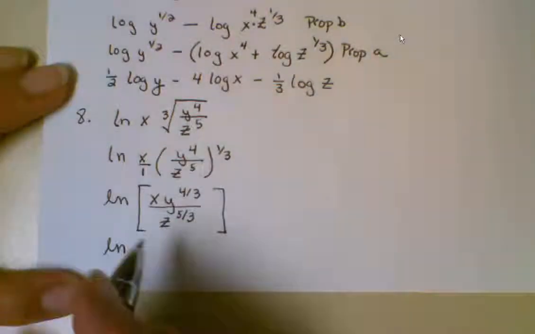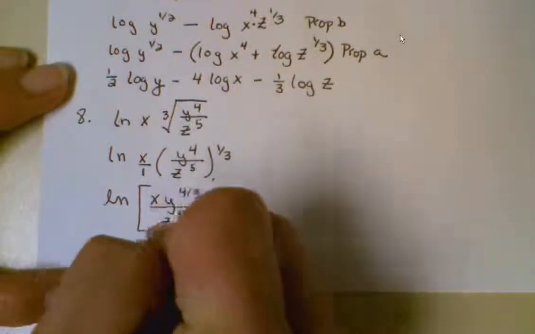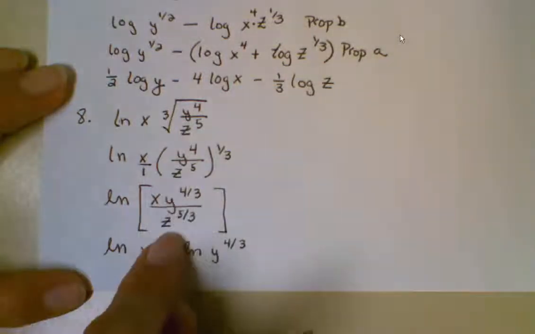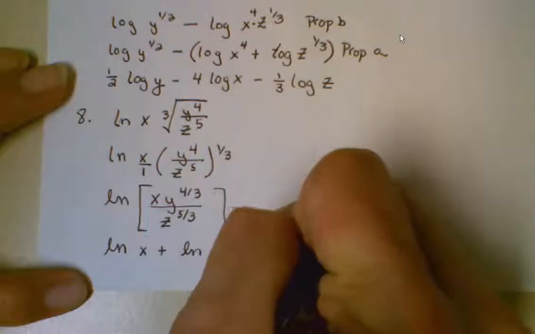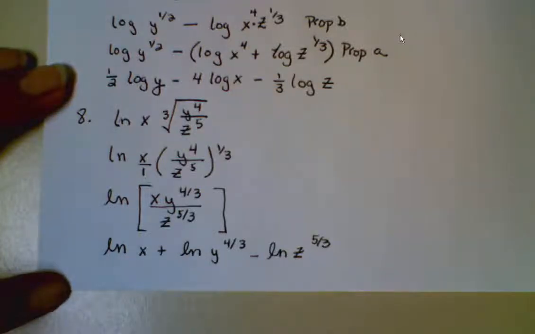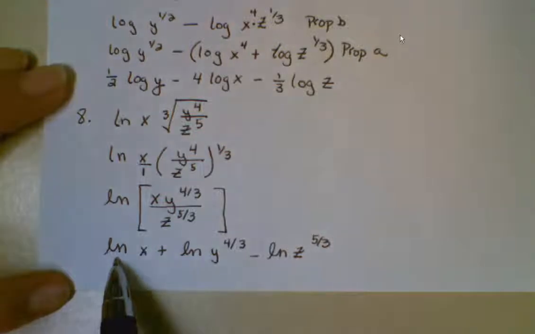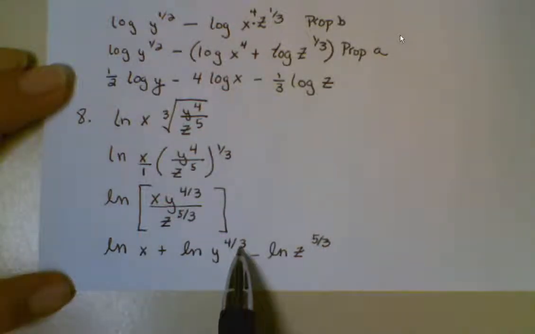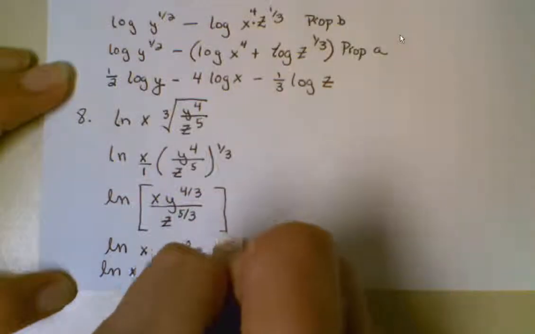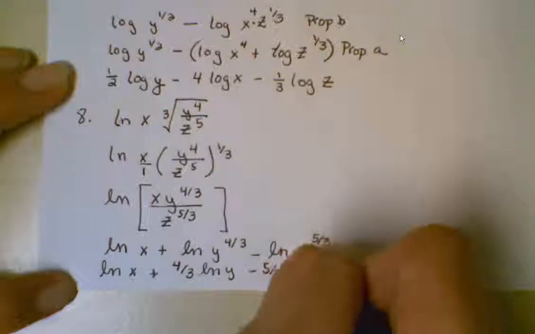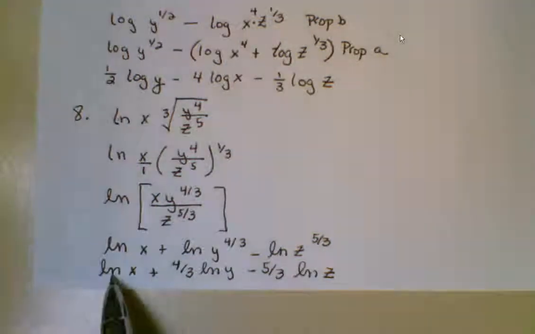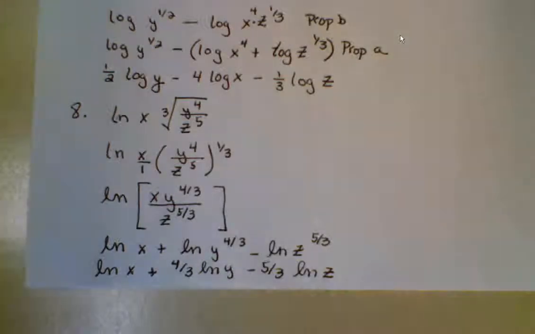I'd write that as the log of a product can be taken apart into the sum of two logs, and then the log of a quotient, or that z, because it's from the denominator, should be subtracted. And then finally, I can use property C, which says log of something to a power, I can bring that exponent out front. So I've done all that the directions ask me to do. I have a log of plain x, a log of plain y, log of plain z.